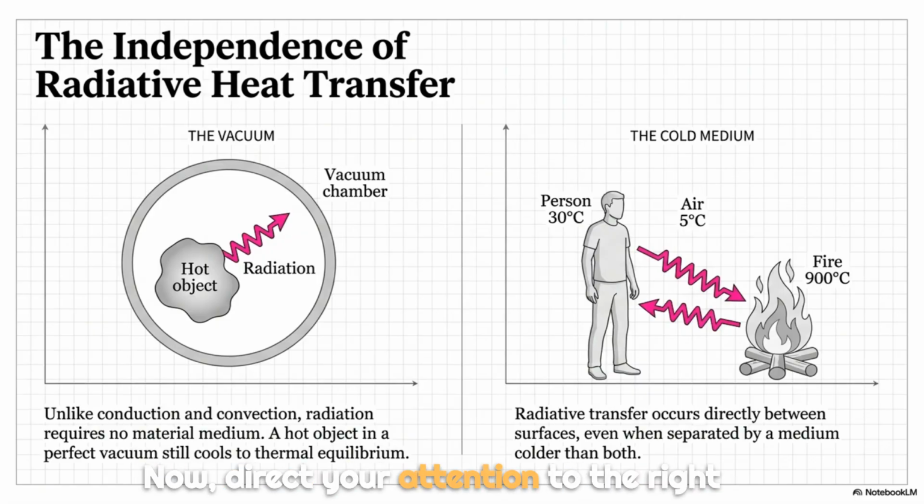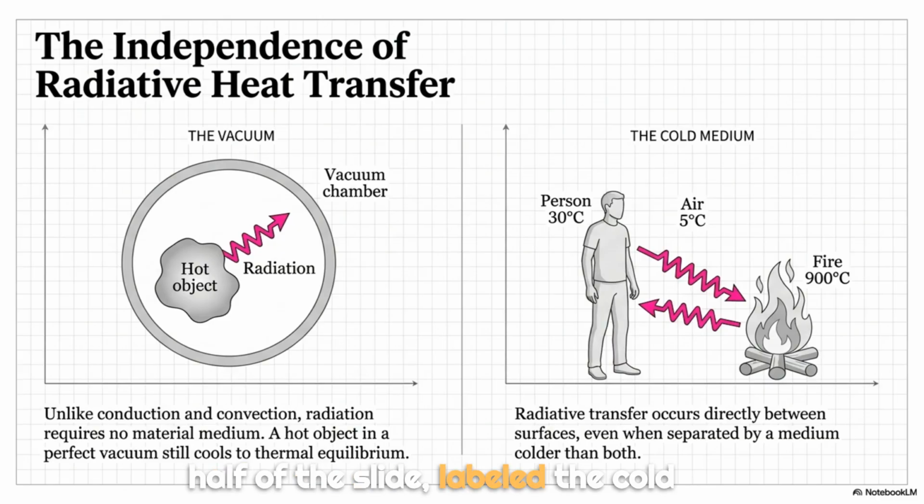Now direct your attention to the right half of the slide, labeled the cold medium. Here, we see a person standing near a fire. Notice the temperatures. The person is at 30 degrees Celsius, the fire is at 900, and the intervening air is a chilly 5 degrees. Radiative transfer occurs directly between the fire and the person. The energy doesn't need to heat the intervening cold air to warm you up. It travels right through it. This independence makes radiation a dominant force in high-temperature applications and space environments.